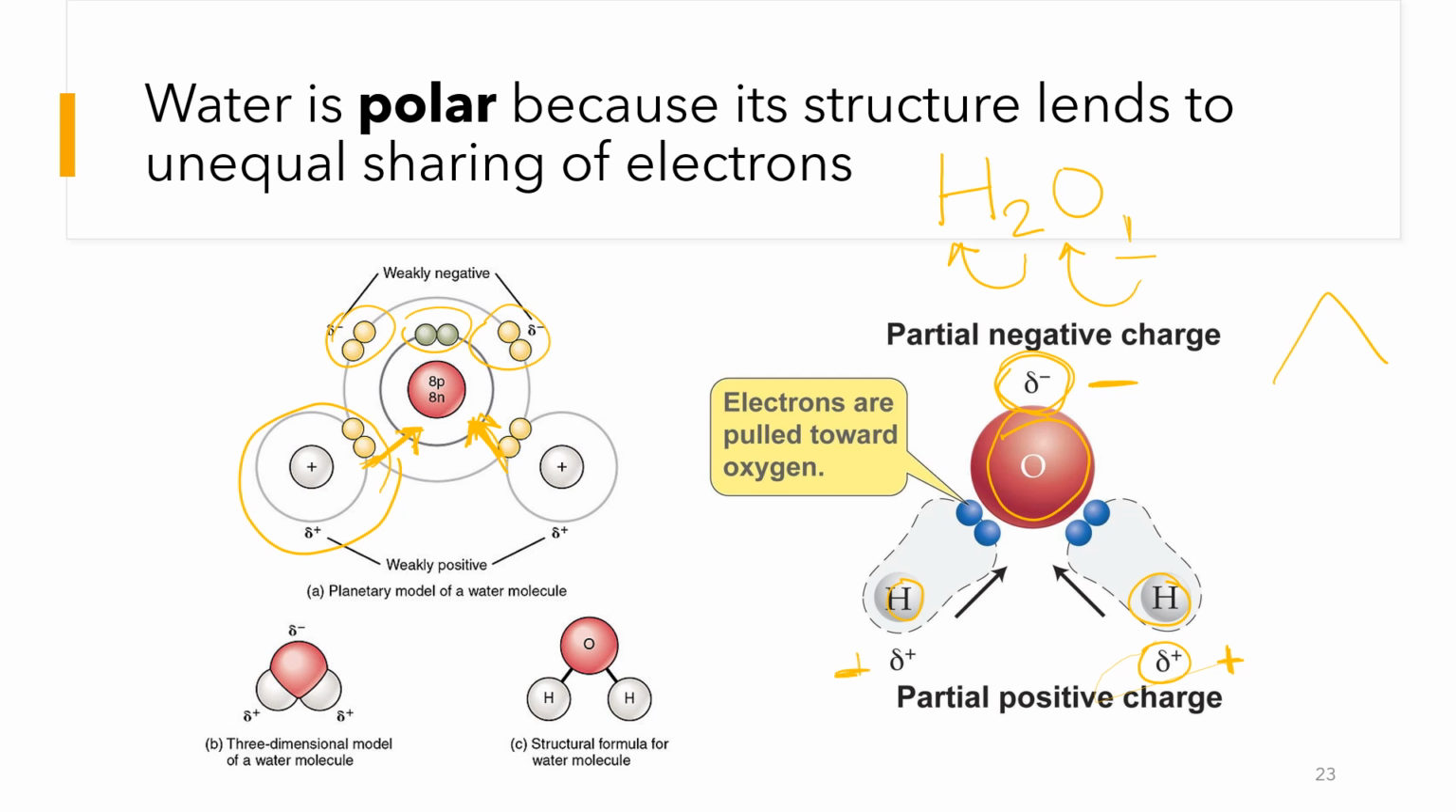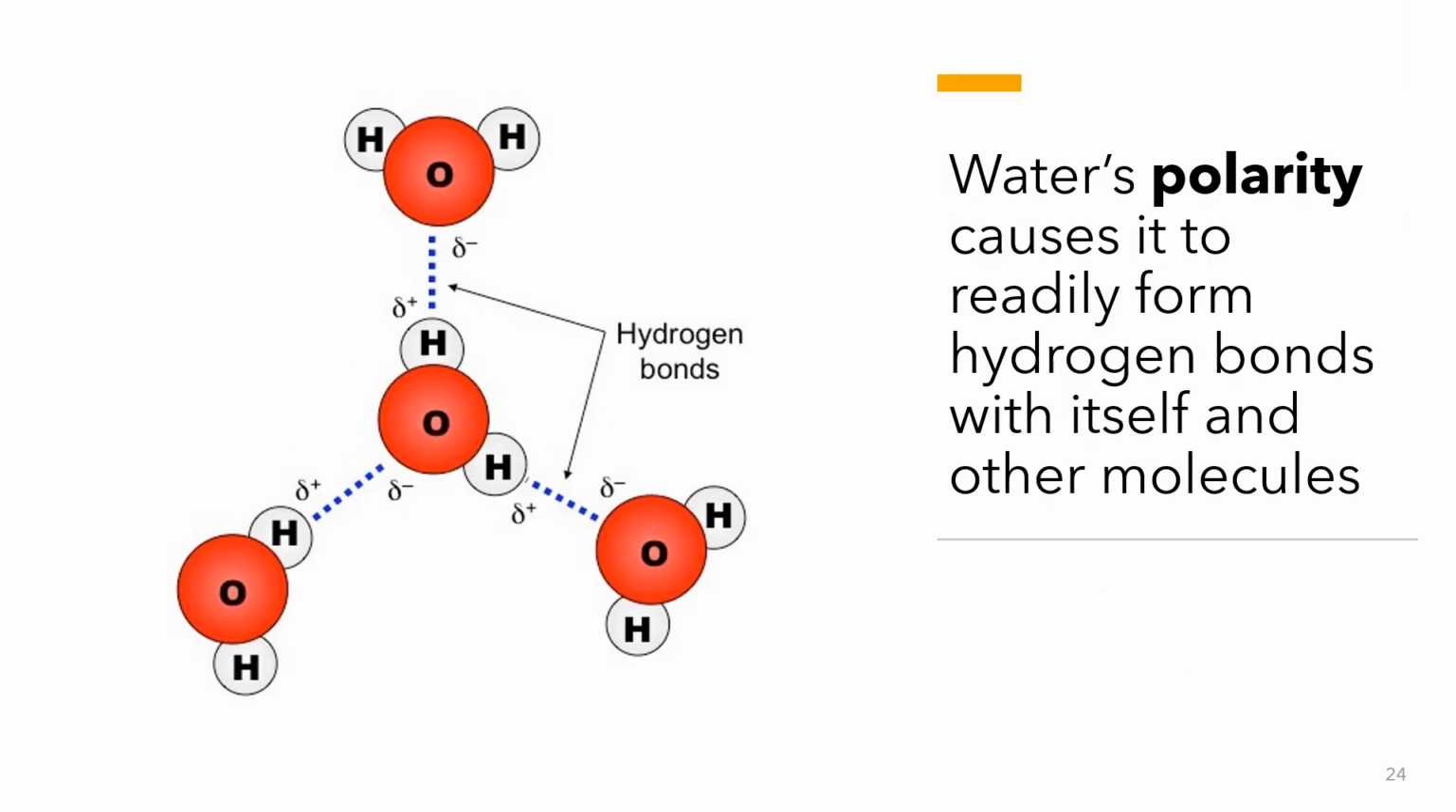That is what is going to create that polar characteristic of this water. It is now slightly negative on one side, slightly positive on the other. So how does that lead to the formation of a hydrogen bond? Well, that slightly negative oxygen can form an attractive force with the slightly positive hydrogen on a different water molecule, just like you see in this picture here. So water readily forms hydrogen bonds with itself. All of the molecules as they're interacting with each other are constantly forming and reforming and breaking these hydrogen bonds.